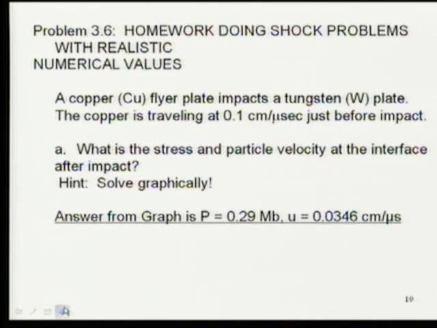Okay. The next problem is another realistic problem with PU curves, and what I wanted you to do is I have a copper flyer impacting a tungsten plate. So this is still a flyer experiment. So there's a copper flyer. Whoops, it's supposed to have been yellow.